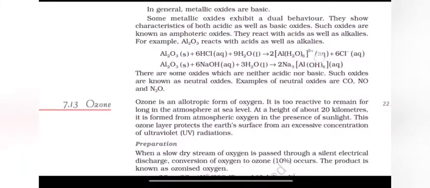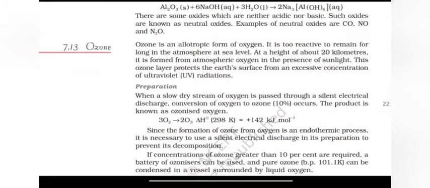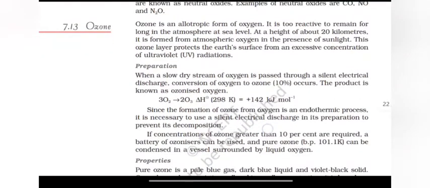Examples of neutral oxides are CO, NO, and N2O. Ozone. Ozone is an allotropic form of oxygen. It is too reactive to remain for long in the atmosphere at sea level. At a height of about 20 kilometers, it is formed from atmospheric oxygen in the presence of sunlight. This ozone layer protects the Earth's surface from an excessive concentration of ultraviolet radiations.